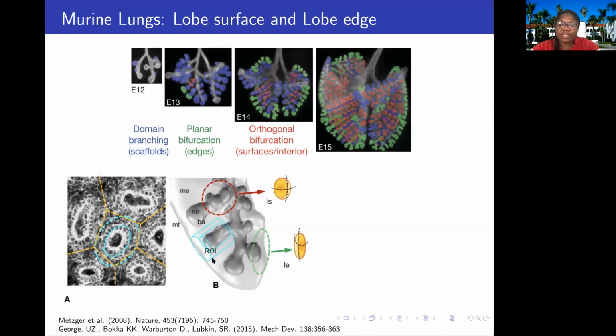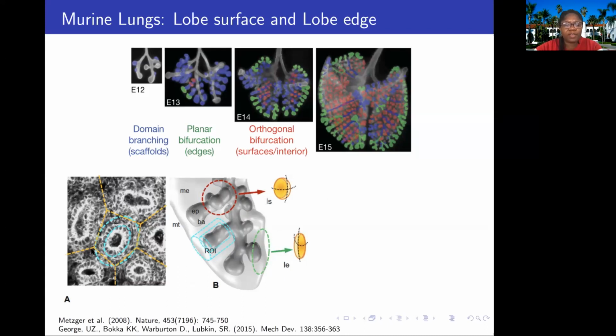So when I did this reconstruction, I found out that the lungs where we have orthogonal branching is very different from where we have the planar branching. And I said, could the role of geometry, tissue geometry, play a role in this branching?